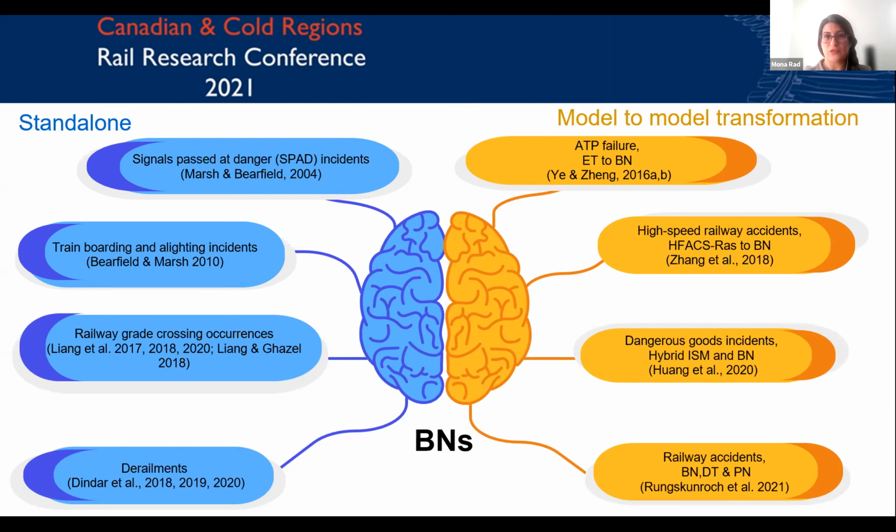First, they extracted inventory and then mapped it into the Bayesian network model. High-speed railway accidents using the HFACS railway version and then transformed to Bayesian network. Dangerous goods incidents, with hybrid ISM, interpretive structural modeling, and Bayesian network. And also for all types of railway accidents with a combination of Bayesian network, decision tree, and Petri nets.